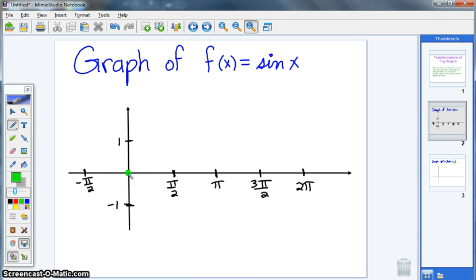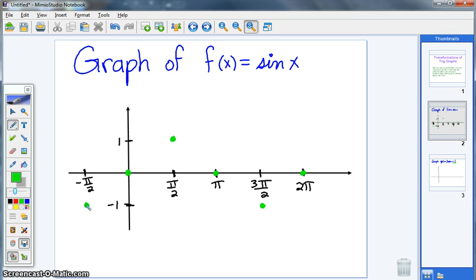And then if we continue around on the unit circle, we know that at pi halves, sine reaches a high point of 1. When we keep going, sine at pi is 0. Sine at 3 pi halves is -1. Sine of 2 pi is again 0. Back over here, sine of negative pi halves is -1.